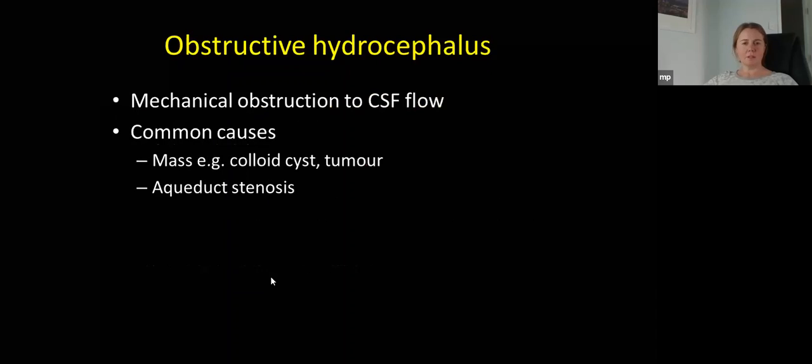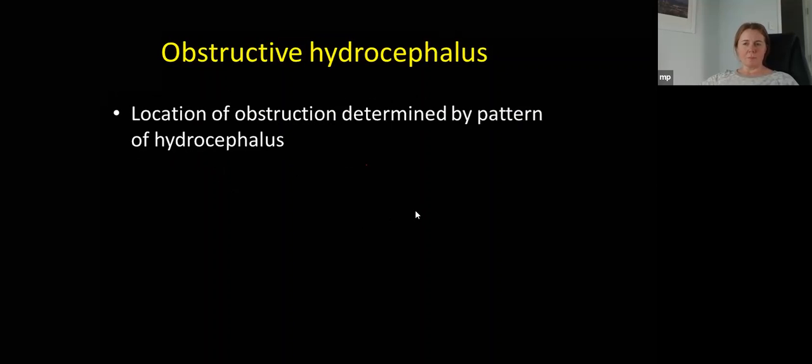So let's start with obstructive hydrocephalus. So we mentioned this is a mechanical obstruction to CSF flow, and the common causes of this are either a mass, and the mass can be anything. I'm going to show colloid cysts today. I'm not going to show obstructing tumours, but it's the same principle, obstructing mass. And the other common thing that we're going to talk about today is aqueduct stenosis. So we've talked already about the pattern of hydrocephalus.